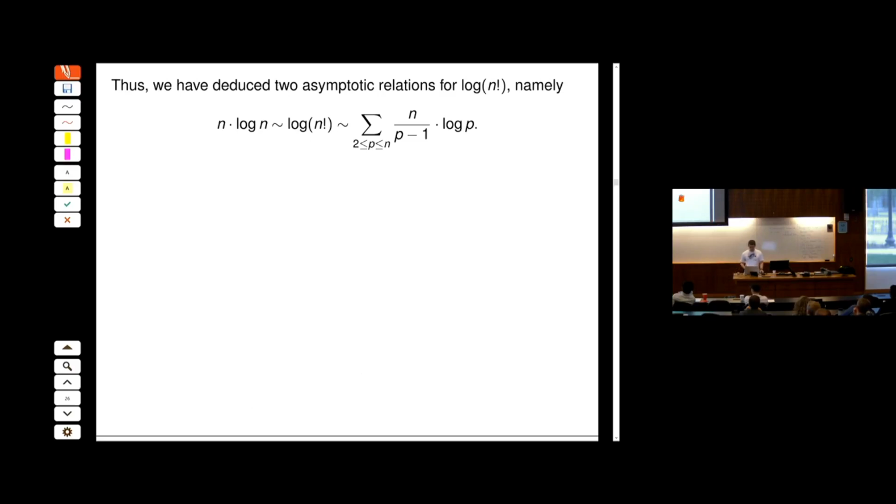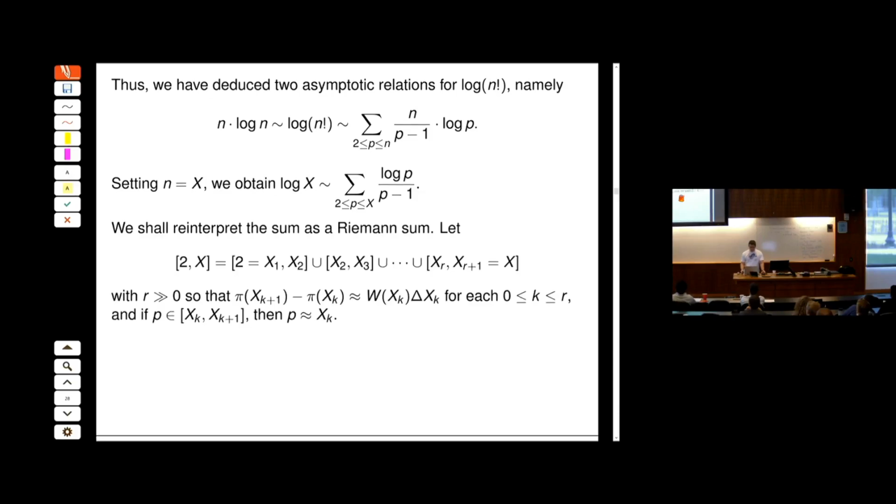Great. So if you set n equals x, then if you equate those two sides of log of n factorial, there is going to be an x that cancels out. And what I get is the log of x is asymptotic to that sum of log p over p minus 1. And that sum kind of looks like some sort of Riemann sum. So let's interpret that sum as a Riemann sum.